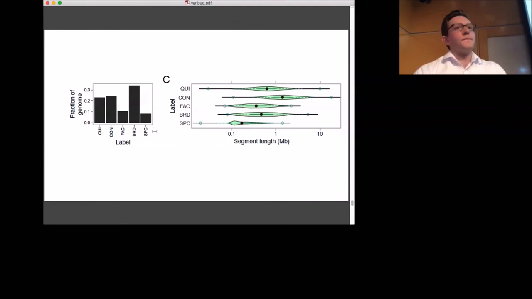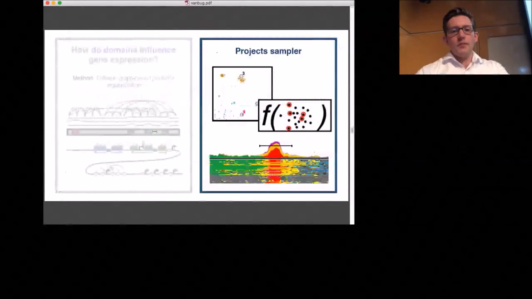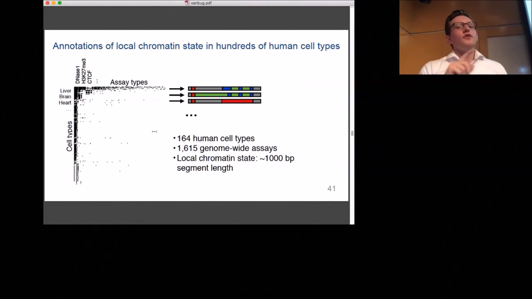Okay, so 5 minutes, I'm going to quickly go through probably one more project. Let's do the project of annotating local chromatin state in hundreds of human cell types. Everything I showed you there was annotations of domains, again, at the scale of 100,000 to a million base pairs. But we've also generated annotations at the local scale, annotating things like genes, promoters, enhancers. We have annotations at this scale of 164 human cell types, in total using 1,600 genome-wide assays. This is really a huge data set. I think this is a great reference for anyone who is interested in trying to understand some particular genomic locus.